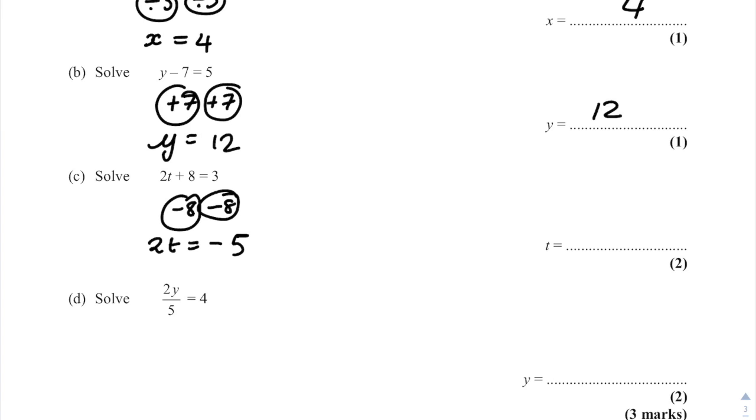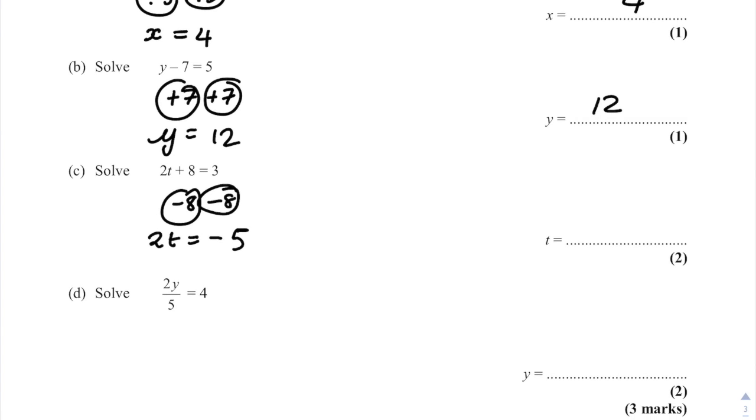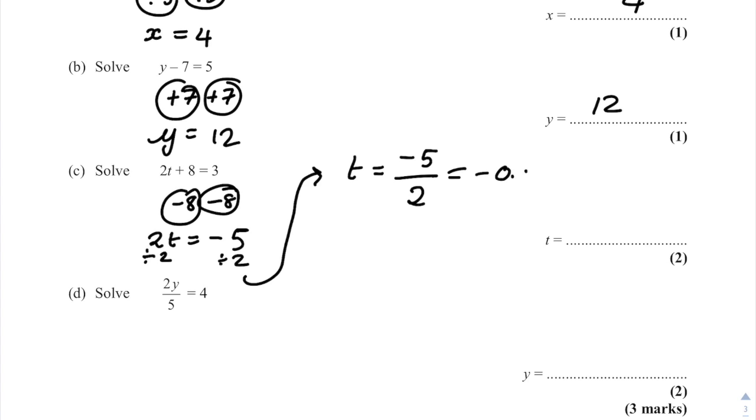So now you want to divide by 2 on both sides. Let's move it up here, it's a bit squashed. So 2t divided by 2 equals t. And minus 5 divided by 2, we can just leave like this. And that actually equals minus 2.5 if you want to write it like that. Either answer is fine. So t equals minus 5 over 2.